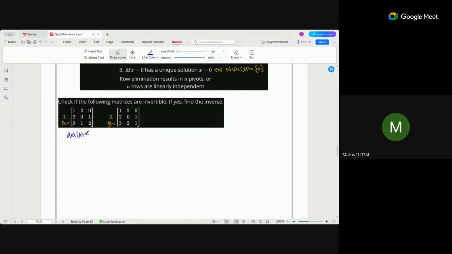What is the determinant of A? What is the determinant of B? Only when the determinant is non-zero do you know that the matrix is invertible, and then you do the next step. If the determinant is non-zero, you write the matrix, augment it with the identity matrix, and then perform the row operations. Everyone do this. Within 5 minutes I'll be back. By then you should have at least the answer for the first question. Find the determinant and then proceed with this step.